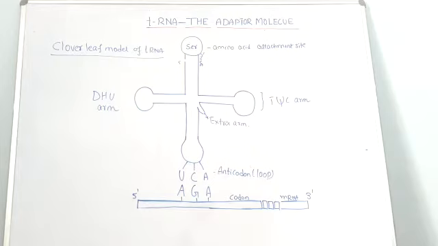This tRNA is made up of a single polynucleotide chain. All the arms are made up of the polynucleotide chain, with CCA nucleotides at the 3' end. This is the 5' end and this is the 3' end. So the 3' end has the CCA nucleotides, and the whole molecule is made up of a single polynucleotide.